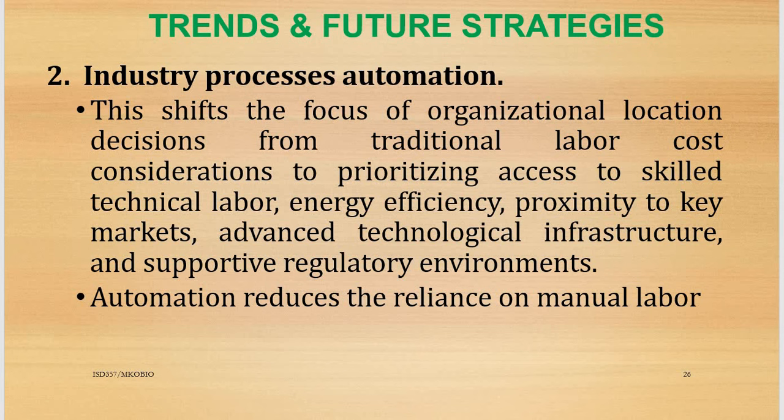Industry process automation. You can see that there is now a shift of focus in organizational location decisions from traditional labor cost to prioritizing access to skilled technical labor, efficiency, and proximity to key markets. Automation reduces the reliance on manual labor. So industry process automation is affecting organizations' decisions in choosing a location, because if things can be automated to reduce our labor costs, why not venture into that? So this is the understanding of industry process automation.